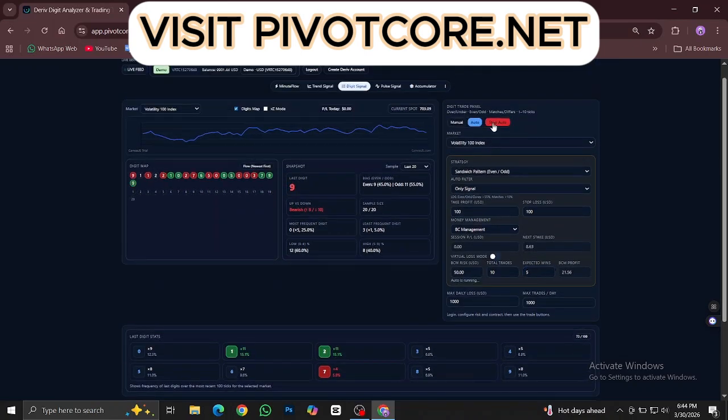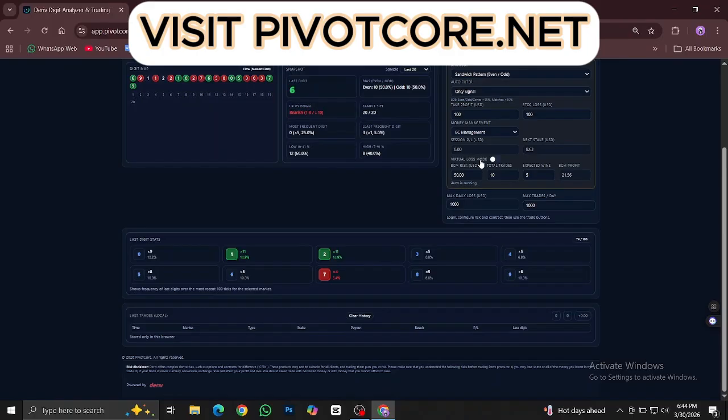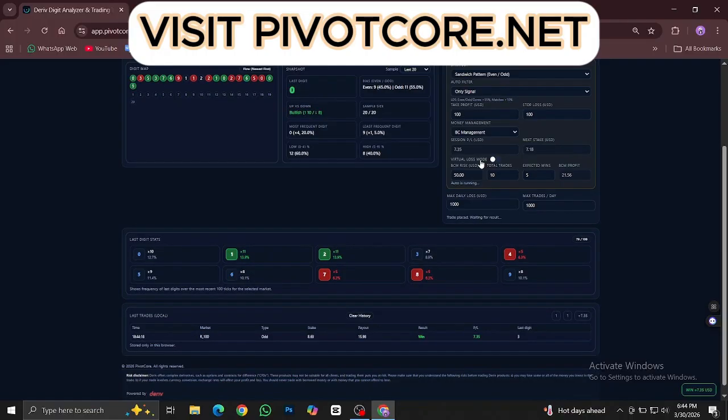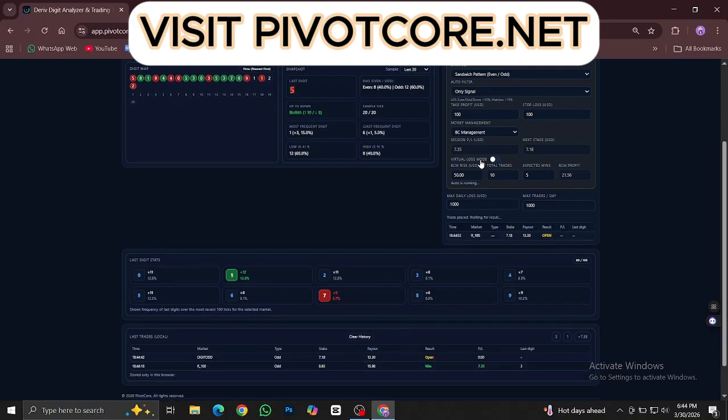If you are trading on Deriv, you know that consistency is the hardest part of the game. Today, I'm showing you a game changer for your workflow, PivotCore.net. This is a powerful auto trading platform designed specifically for Deriv traders who want to take the emotion out of their sessions. Instead of clicking manually and overthinking every move, we're going to let the automation handle the execution. Today, I'm diving into the even-odd strategy to show you exactly how it works in a live environment.